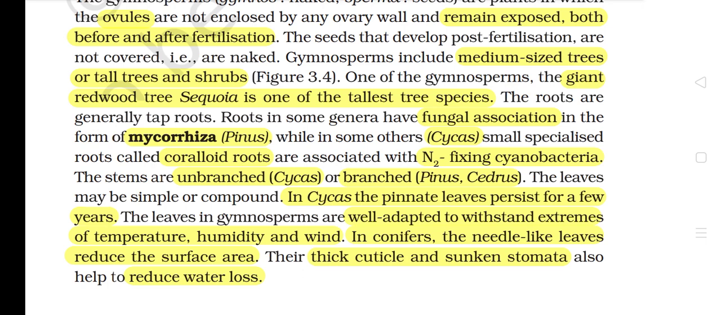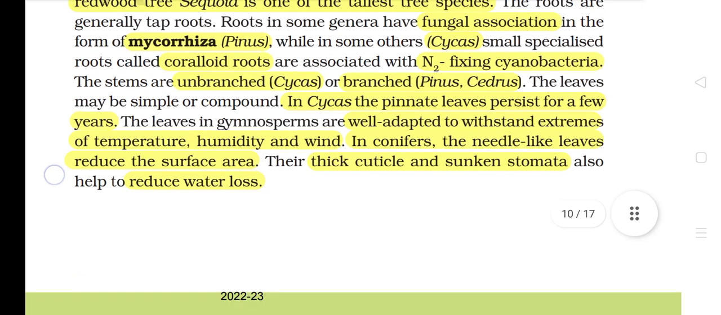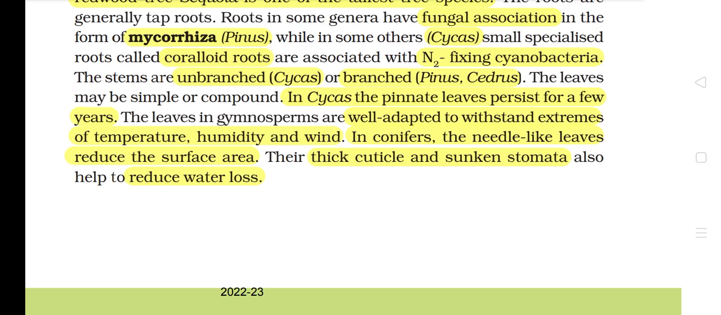Roots in some genera have fungal association in the form of mycorrhiza (Pinus), while in some others (Cycas), small specialized roots called coralloid roots are associated with N2-fixing cyanobacteria. The stems are unbranched (Cycas) or branched (Pinus, Cedrus). The leaves may be simple or compound. In Cycas, the pinnate leaves persist for a few years. The leaves in gymnosperms are well adapted to withstand extremes of temperature, humidity, and wind. In conifers, the needle-like leaves reduce the surface area. Their thick cuticle and sunken stomata also help to reduce water loss.